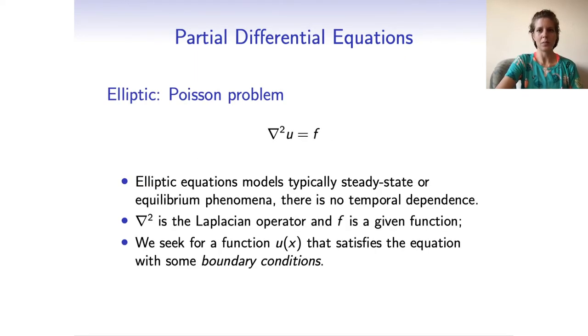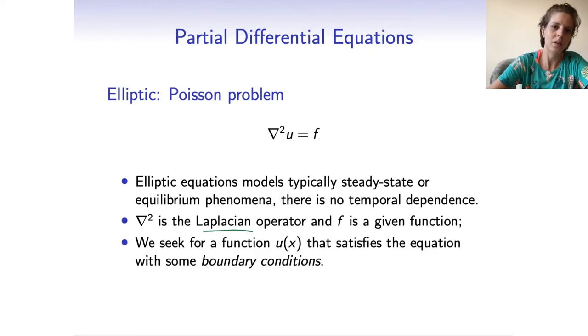So let's see some example for each kind of PDE. One example of an elliptic PDE is the Poisson problem. This operator here is the Laplacian. Elliptic equations typically model steady state or equilibrium phenomena. There is no temporal dependence. So for example, we could think about the steady state of the heat equation.